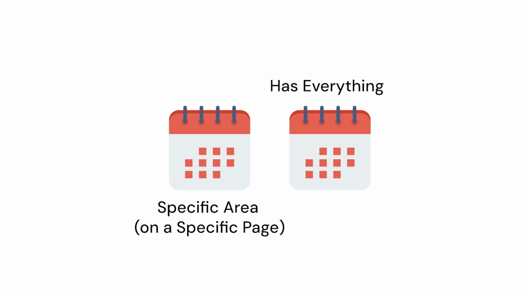And in Notion, you can easily create a calendar that is simultaneously a calendar with everything in your life, but it also allows you to only show stuff related to a specific area on a specific page. Here's how to do that in Notion.